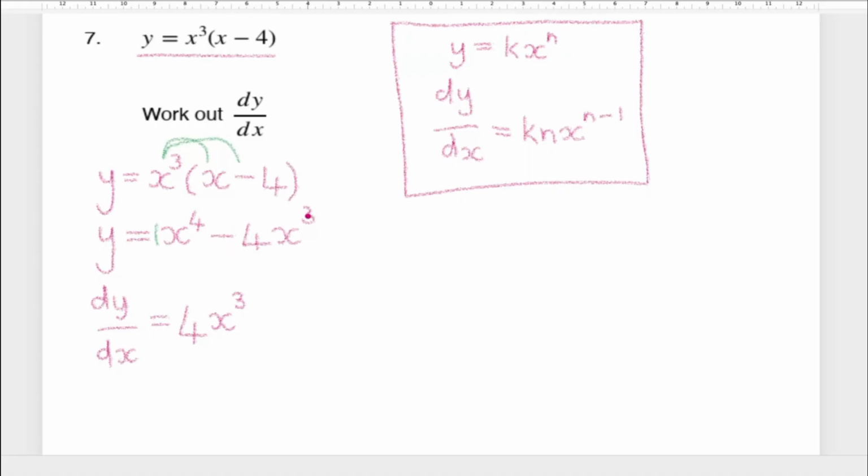Okay. Negative 4 times 3 is equal to negative 12. And then we have to write down the variable and reduce the power by 1. 3 minus 1 is equal to 2. So this is your final answer.